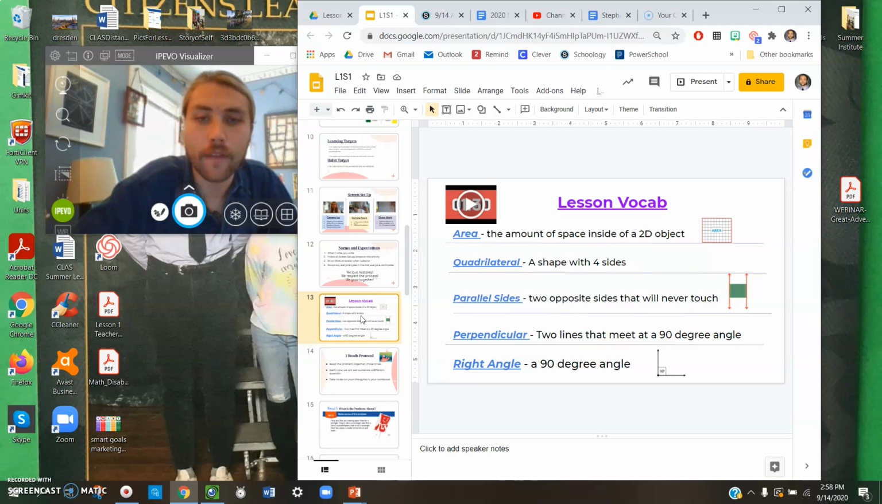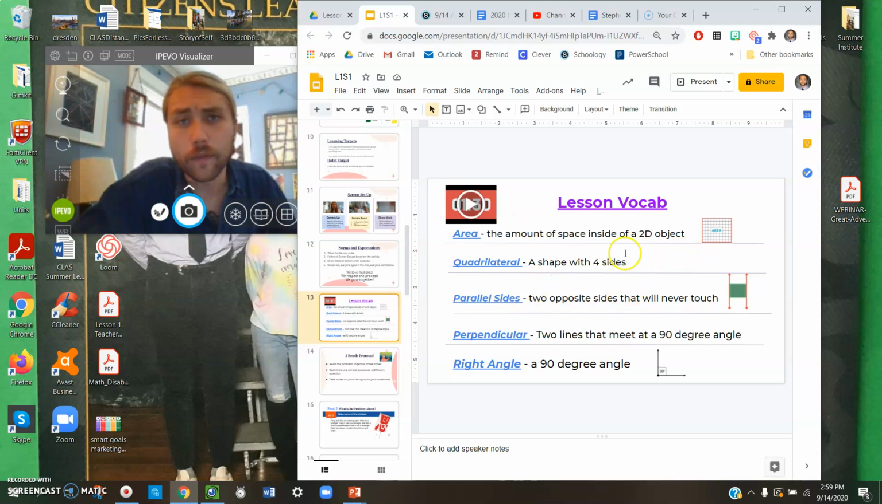So you can see that we have area. Would someone please mind raising their hand to volunteer to read the definition of area for us as the others write? Awesome, thank you. Yeah, so the amount of space inside of a 2D object. You can see the picture referencing area there. That inside space of the rectangle is the area.